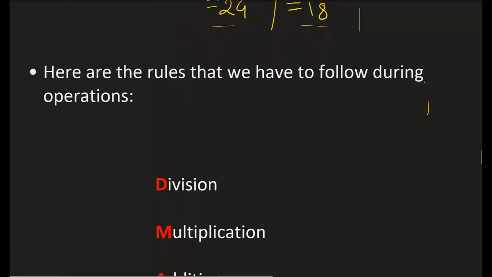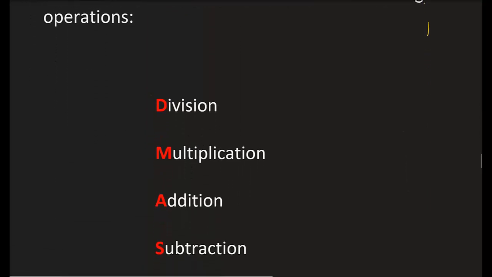Here are the rules that we have to follow during operations. Let's see. It spells out BDMAS. BDMAS. Oh, I think I understood. So whenever we are doing any operation, first division will come, then multiplication, then addition, and finally subtraction. So when we are doing operations, the first symbol will be division, then the second symbol will be multiplication, then addition, then subtraction.